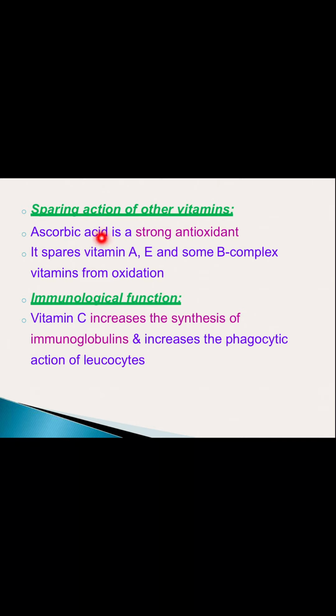Then it has a sparing action on other vitamins, acting as an antioxidant. Ascorbic acid is a strong antioxidant. When it is acting as a strong antioxidant, other antioxidants can just relax. So, it spares vitamin A, E and some B complex vitamins from oxidation. Vitamin C increases the synthesis of immunoglobulins, thus it has an immunological function and increases the phagocytic actions of leukocytes. So, it has this police function, the immunological function also.